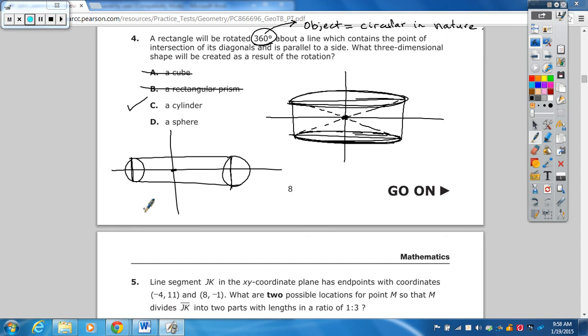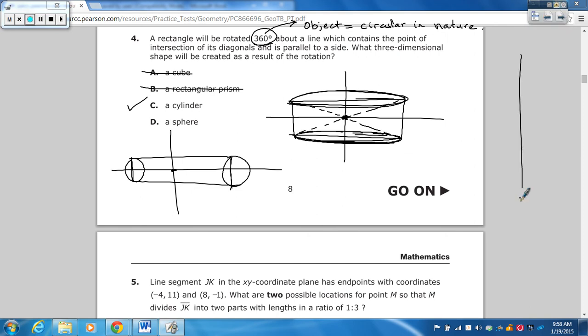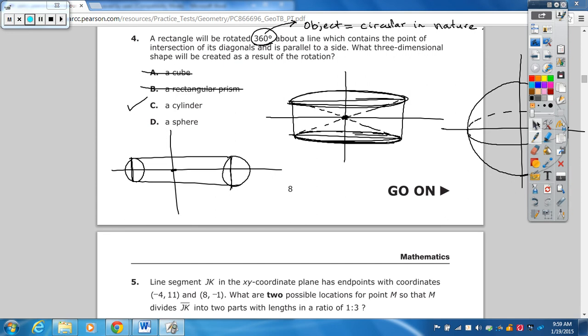If I was to take a half circle here and rotate it, let's say across the y-axis, 360 degrees. Now, mirror image on the other side, and then, okay, so again, I know I'm a bad artist there, but hopefully you see that that sphere is formed by that half circle being rotated. So, again, a problem that you can get right if you break down the wording of the problem correctly.